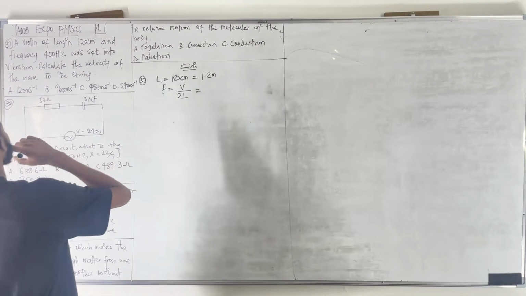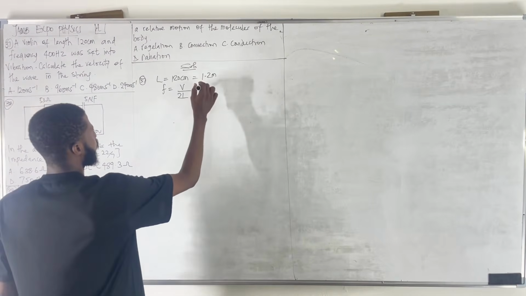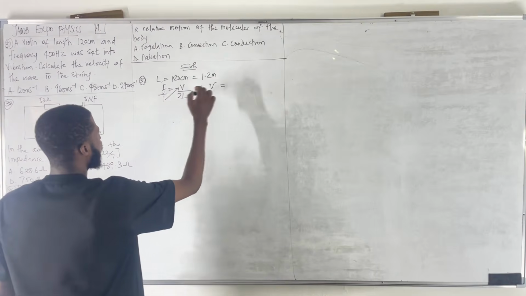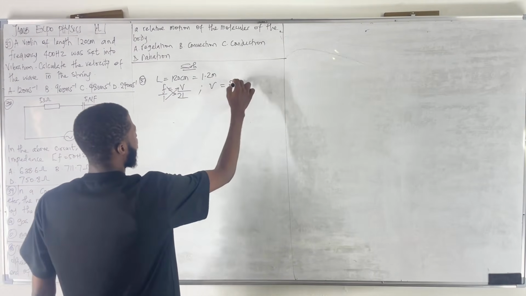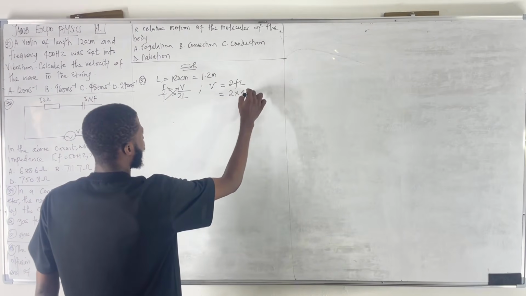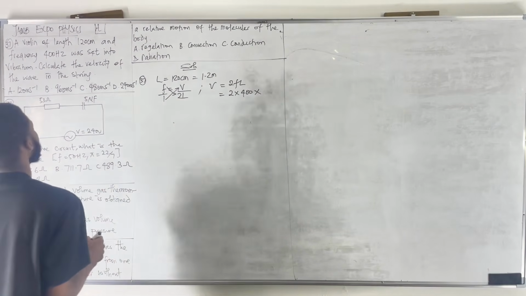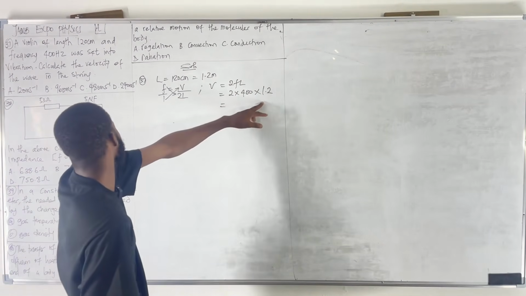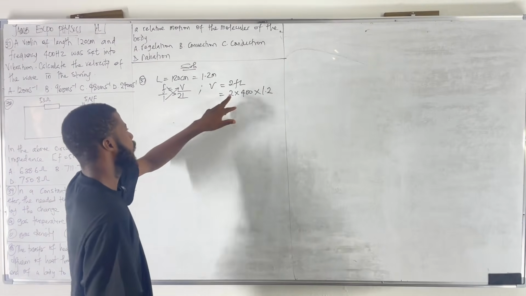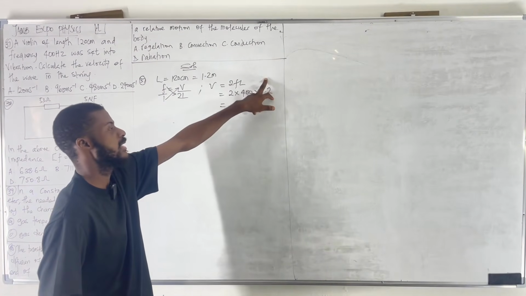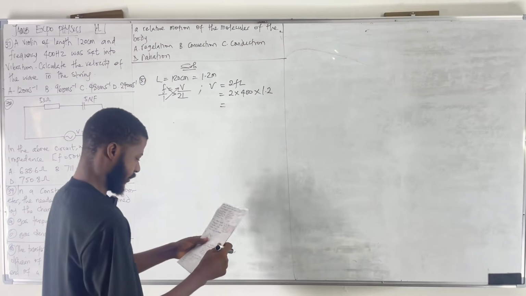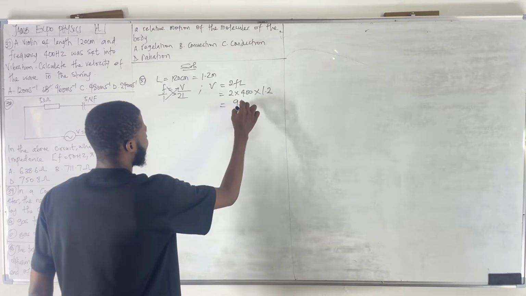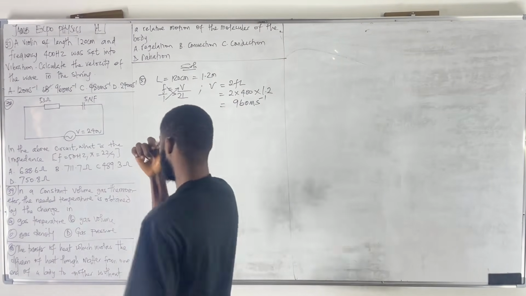So velocity is what we're looking for. To make V the subject, V equals F times 2L. So that would be 2 times 400 Hertz times the length, 1.2. 2 times 400 is 800, so the answer is 960. I've written the answer before, so let me just look for it. 960. All right, so that's what we have.